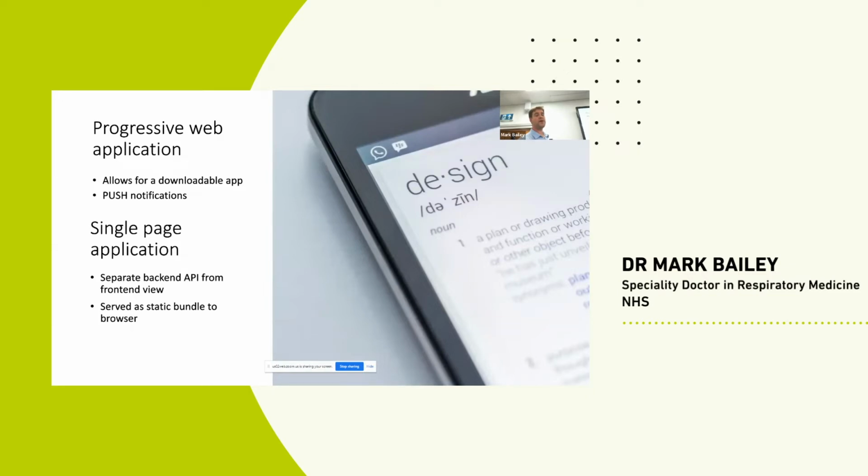It's a progressive web application, so it allows you to download the app onto your desktop or your phone, and the prototype we've got, you can do that. It allows push notifications. We haven't done that yet, but it's available. It's a single page application like Facebook. So you've got your separate back end and front end and an API connecting the two, and you serve the front end as a static bundle to the browser.